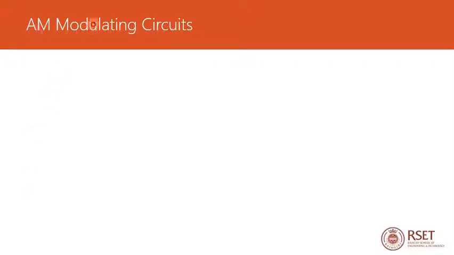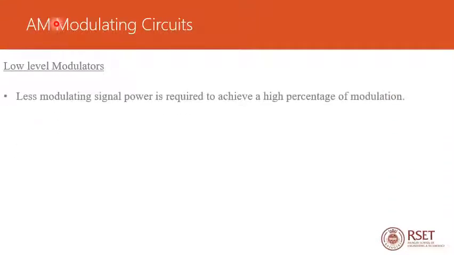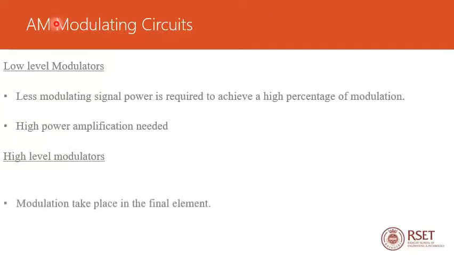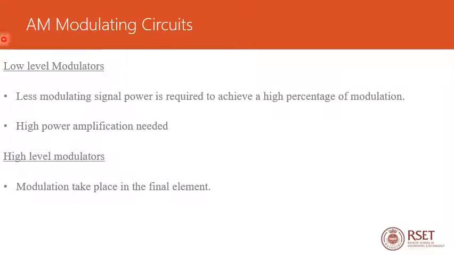So the AM modulating circuit can be classified into two, that is a low level modulator and a high level modulator. The location in a transmitter where the modulation occurs determines whether the circuit is a low level modulator or a high level modulator.